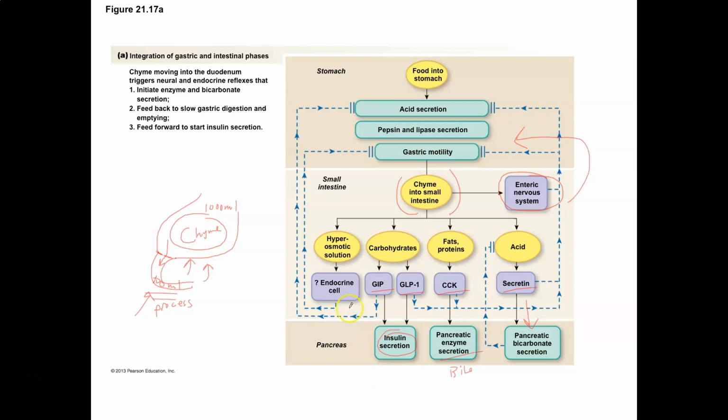And then we even use osmoreceptors to monitor the hyperosmotic conditions that are happening in the intestine, and that will trigger pathways that slow down gastric motility, slow down acid production, and so forth. And so that, in essence, is what the intestinal phase is all about. So we have the cephalic phase, we have the gastric phase, and then we have the intestinal phase, so that we can properly process what's happening in the digestive system.